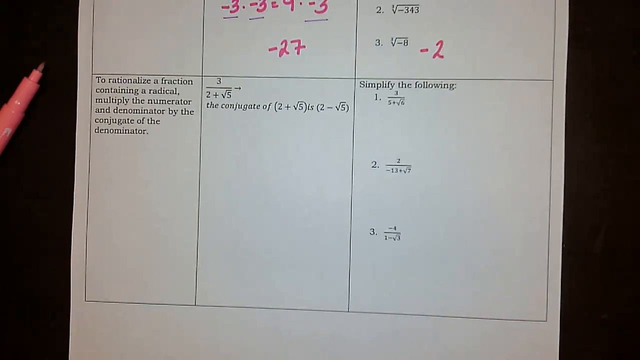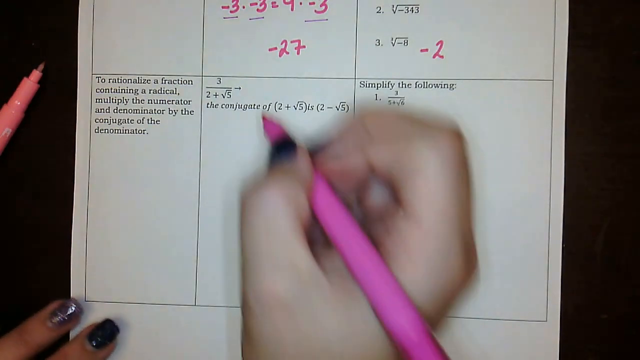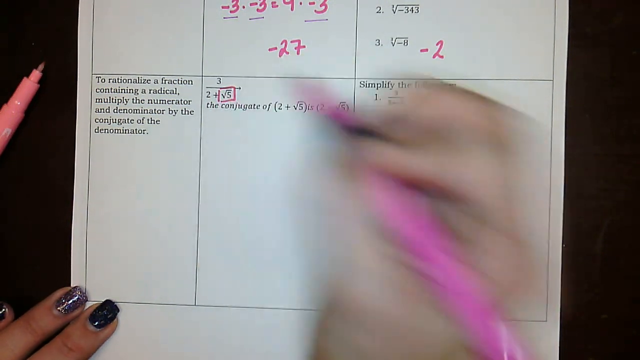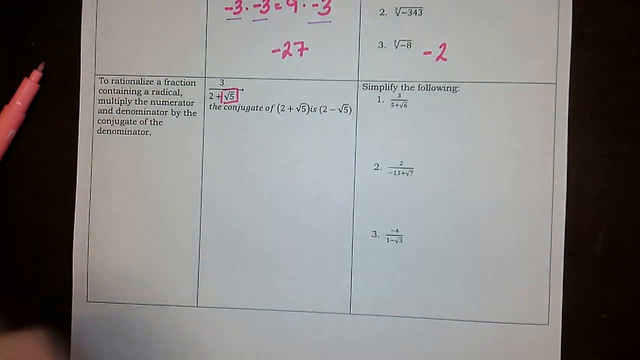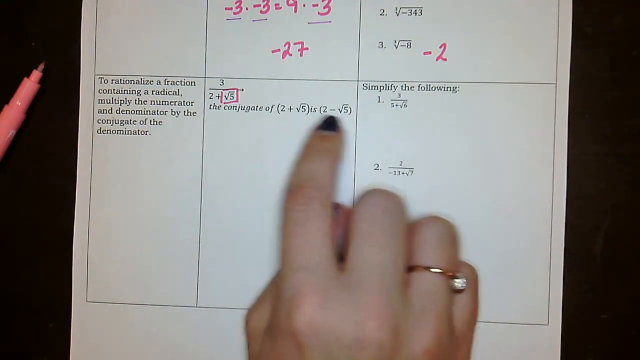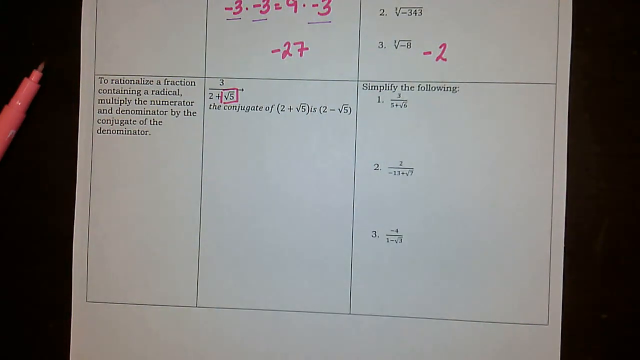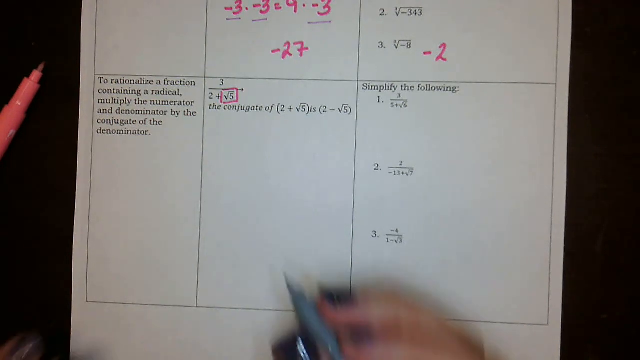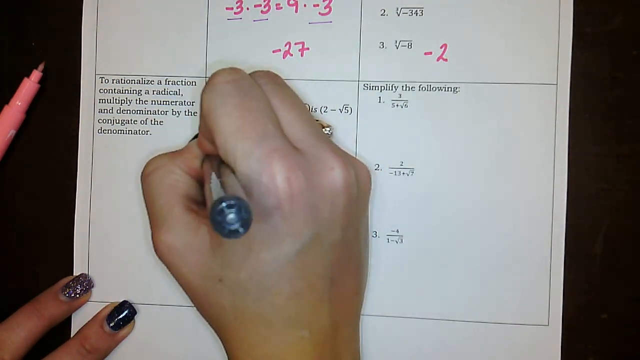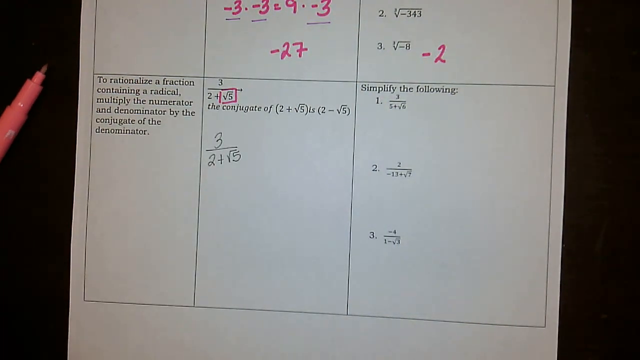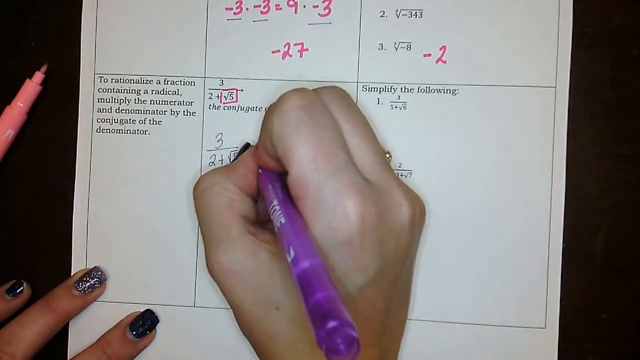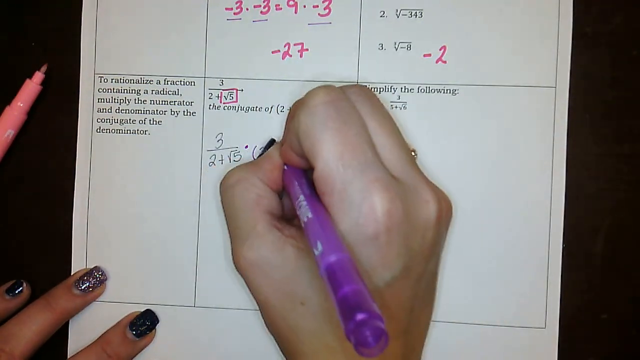Okay, last one. This is a little bit more time consuming, but it's trying to get rid of this radical in the denominator, which you can't have. So what we do is we multiply numerator and denominator by the conjugate, which all that means is changing the sign of your radical to whatever the opposite is. So if it's positive, it'll be negative, and vice versa. So we have 3 over 2 plus root 5. So we're going to multiply this by the conjugate. So the conjugate would be 2 minus square root of 5.